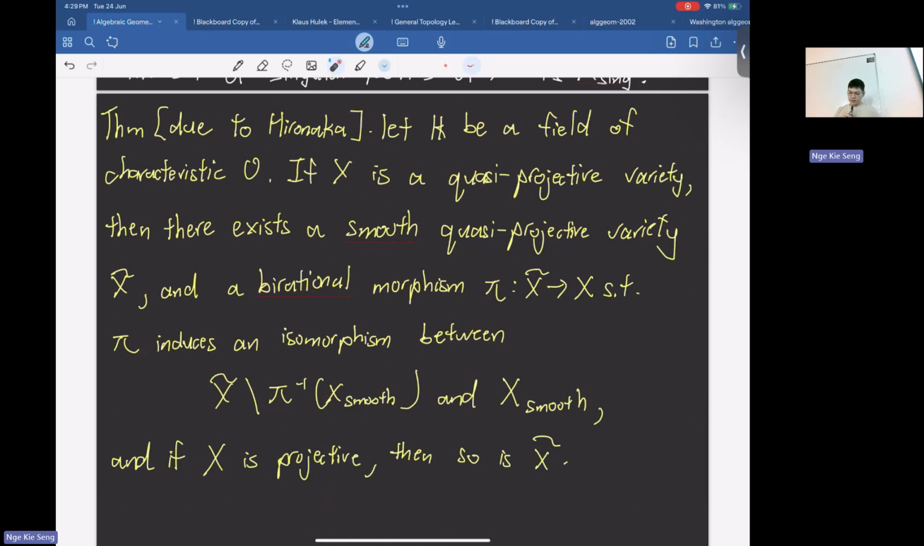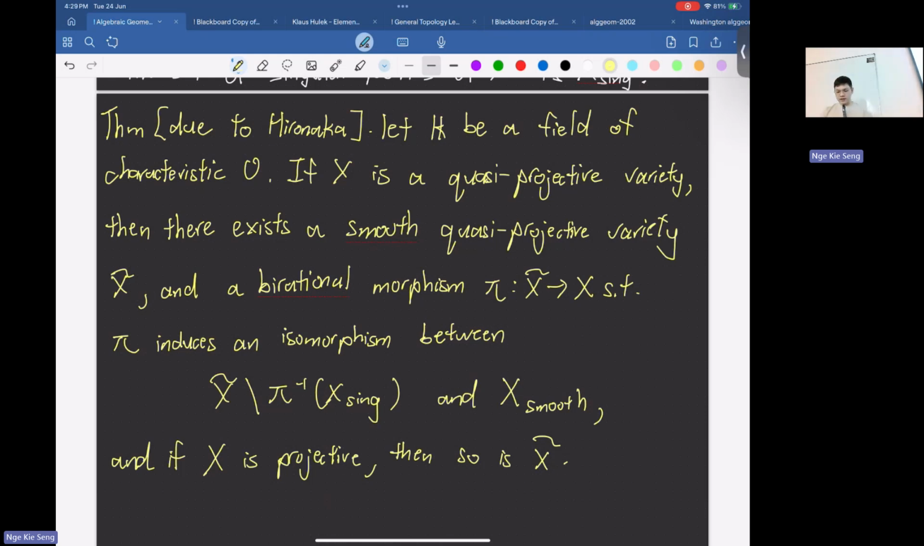taking away the pi inverse of, I think it shouldn't be smooth, right? This one it should be singular. This is singular. Okay, so if you look at the complement of a singular point, okay, you should have isomorphism between the smooth points. Okay, if X is projective, then X tilde is also projective.